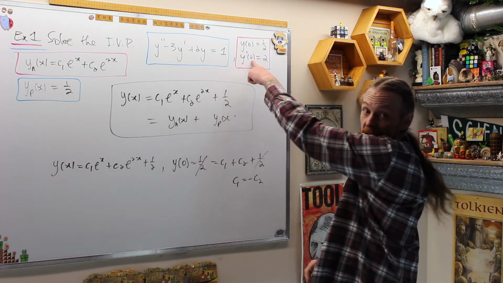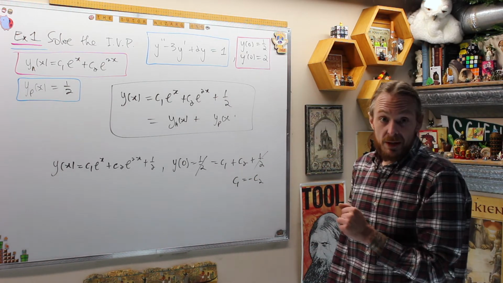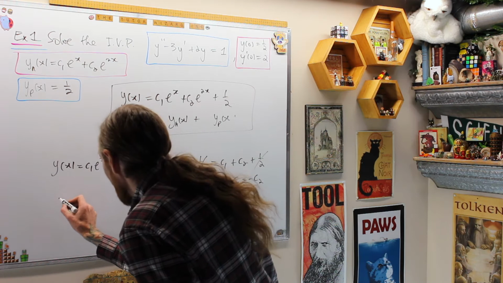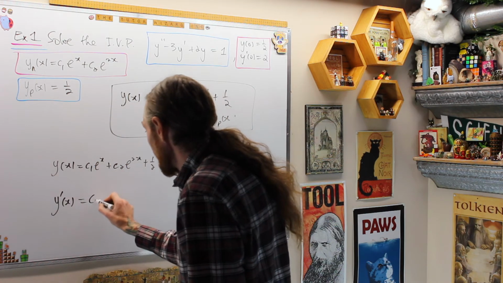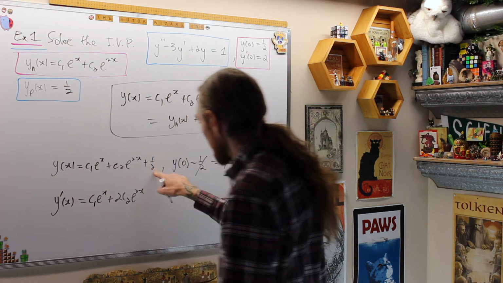Then I use this equation to find what these C1 and C2 are. Going to get a system of 2 equations and 2 unknowns, more linear algebra and calculus. What's going on? And then what are we going to get from this? We're going to get y prime of x, first of all, is equal to C1 e to the x plus 2C2 e to the 2x plus gone.